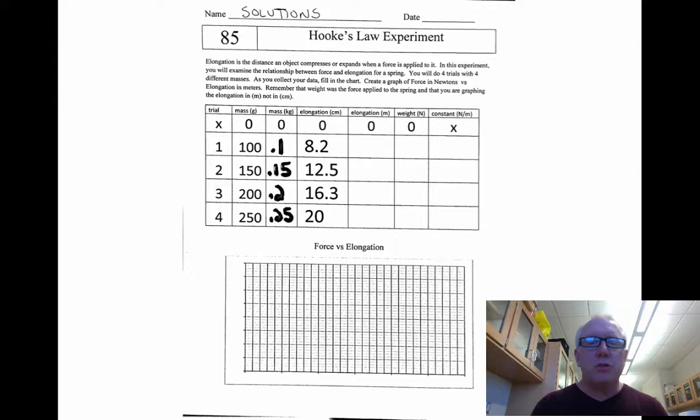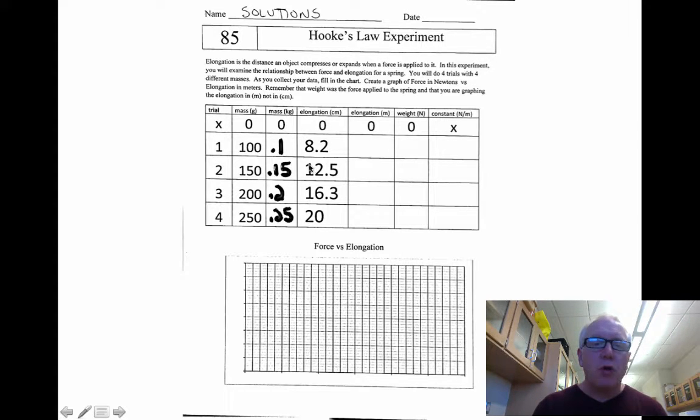And of course, another thing that's going to make it complicated is that not everybody's going to get the same results. Here I'm making up some sample numbers, and so I made some numbers up here for the centimeters, and of course that's the elongation, the stretching distance.